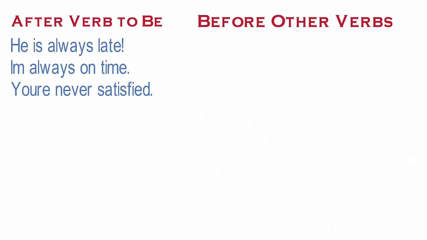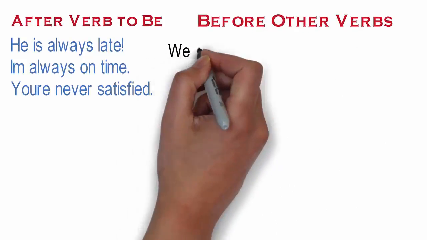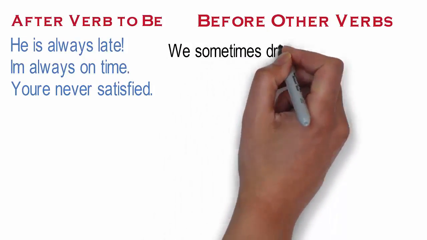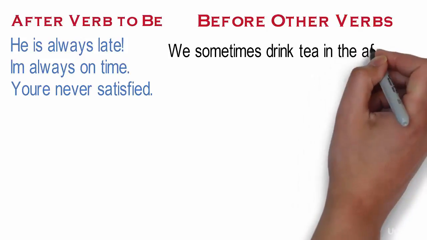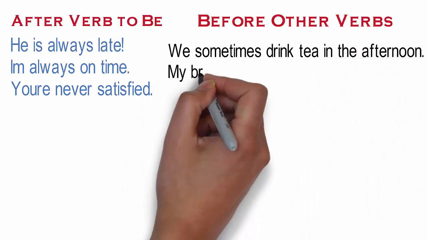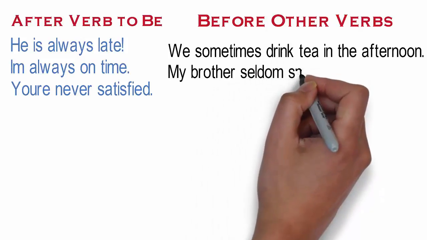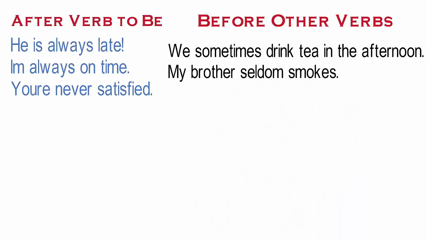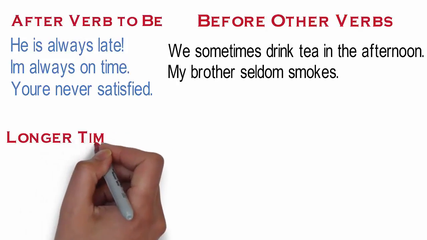With other verbs, if the verb of the sentence is not verb to be, it's easy. For example, we sometimes drink tea in the afternoon. My brother seldom smokes. So, as you can see, we put the adverb of frequency before the verb, not after it. So, we said we sometimes drink. We didn't say we drink sometimes. No. My brother seldom smokes. We didn't say smoke seldom.